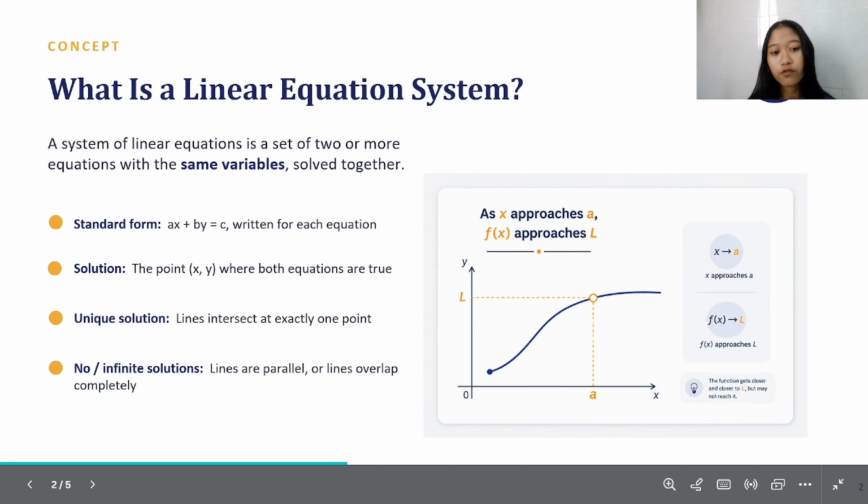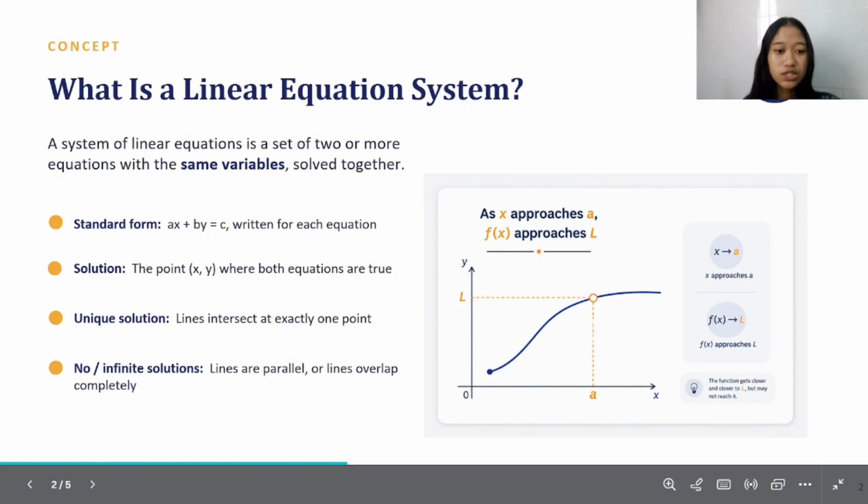The standard form of a linear equation is ax + by = c. Here, a and b are coefficients, x and y are variables, and c is a constant. The solution of a system is the point where all equations are true, and graphically the solution is represented by the intersection point of the lines.